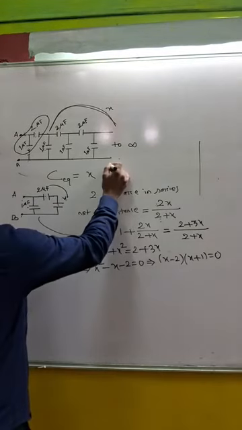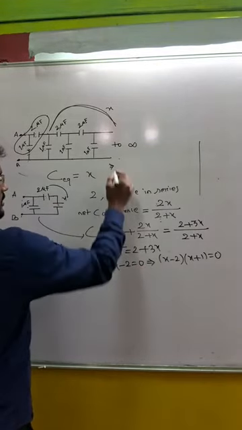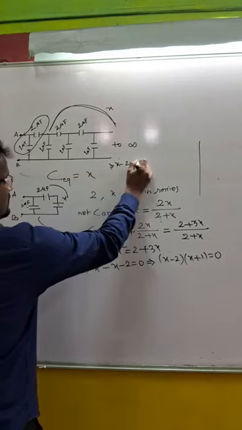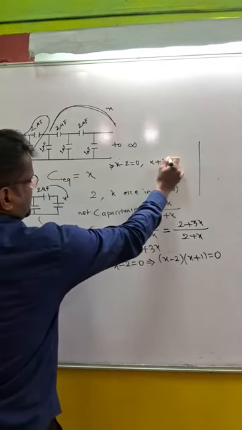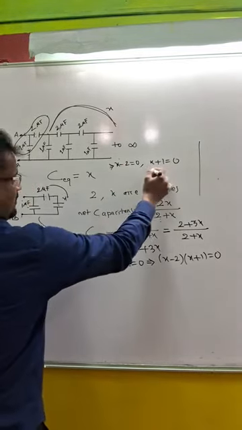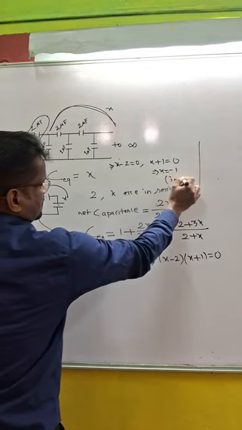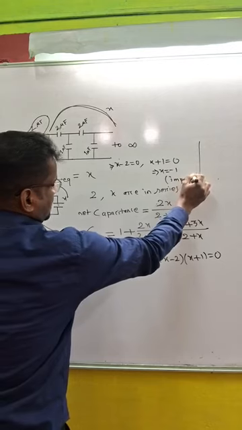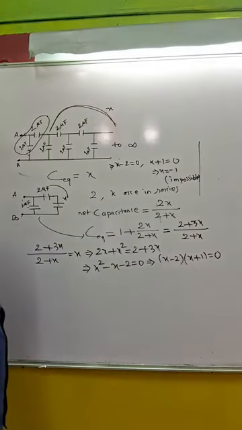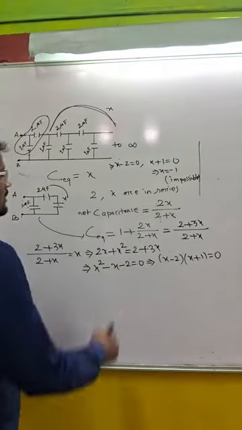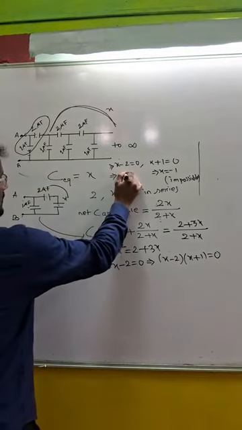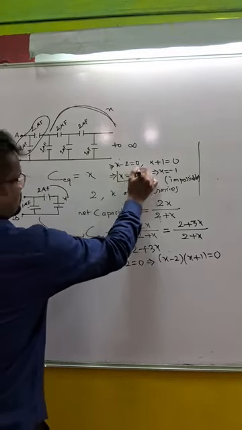From here, you will get X minus 2 equal to 0 or X plus 1 equal to 0. It gives X equal to negative 1, which is impossible because X is capacitance, which cannot be negative. So it will give you X equal to 2.